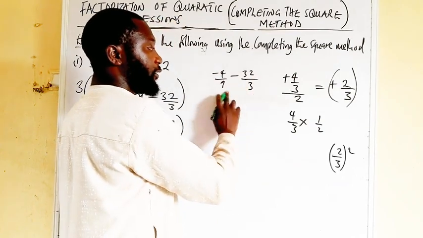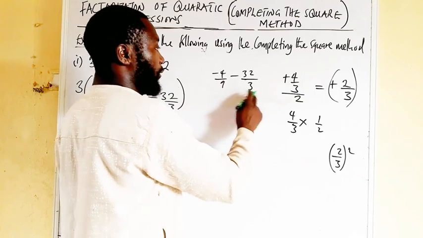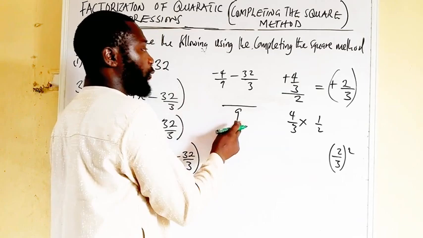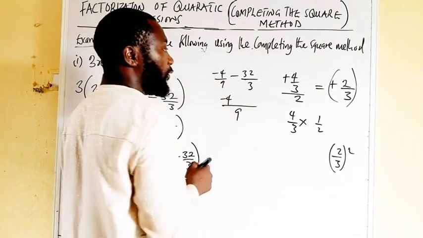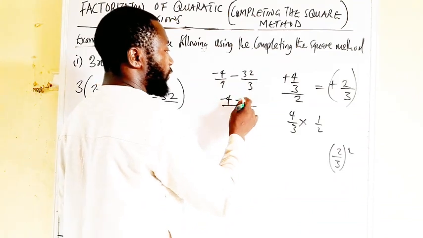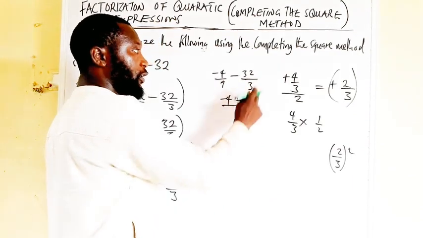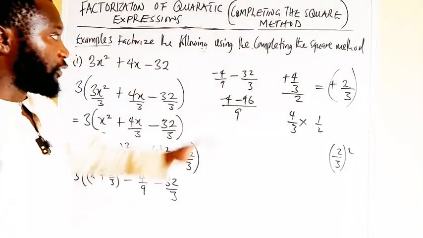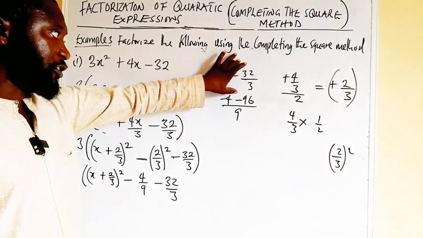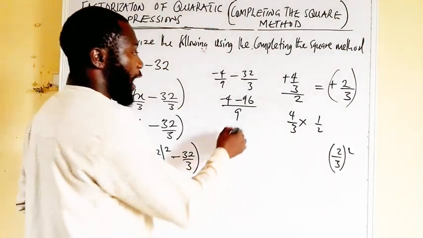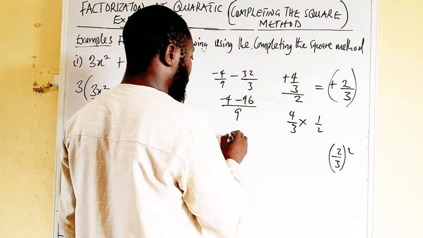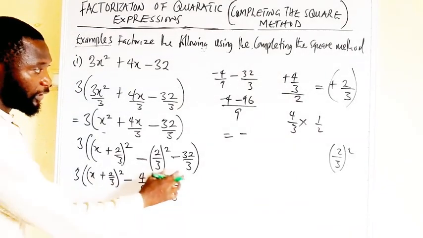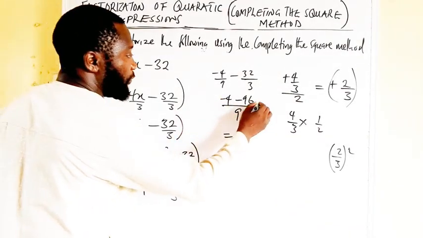LCM is 9, right? By the time you take the LCM, that is 9. Now, divide this by 9. 1 multiplied by this, that's negative 4. Minus 3 here is 3. 3 multiplied by that's 96. When you multiply, this is just normal addition and subtraction of fraction. Now, add this together, we have negative 100, right? So meaning when you combine this together, minus 4 minus 96 is minus 100.